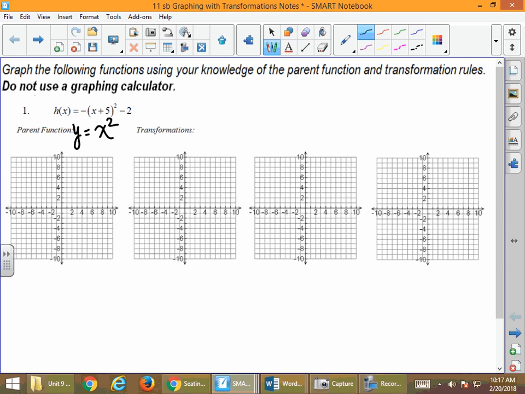We focused on the points last week, and they are 0, 0, 1, 1, 2, 4, negative 1, 1, and negative 2, negative 4. And the board is disoriented over here to the left, so sorry about that.